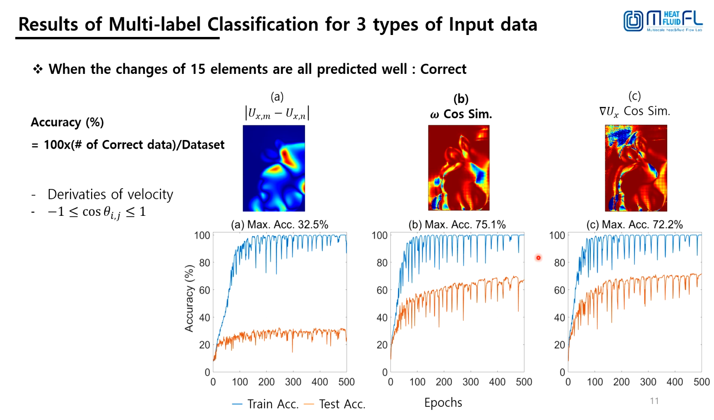Similarly, for the third case, accuracy surpasses 70%. What we can observe from this result is that using velocity derivatives and cosine similarity, which normalize data from minus 1 to 1, may enhance the model's predictions.